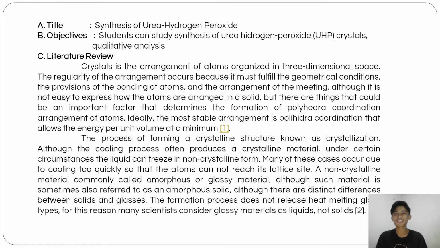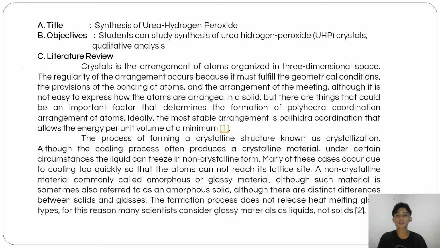C. Literature review. In a crystal, the atoms are organized in three-dimensional space. The regularity of the arrangement occurs because it must fulfill the geometrical conditions and the provisions of bonding of atoms. Thus, it is not easy to express how the atoms are arranged in a solid, but there are things that could be important factors determining the formation of polyhedral coordination arrangements of atoms. Ideally, the most stable arrangement is a polyhedral coordination that allows the energy per unit volume to be at a minimum.